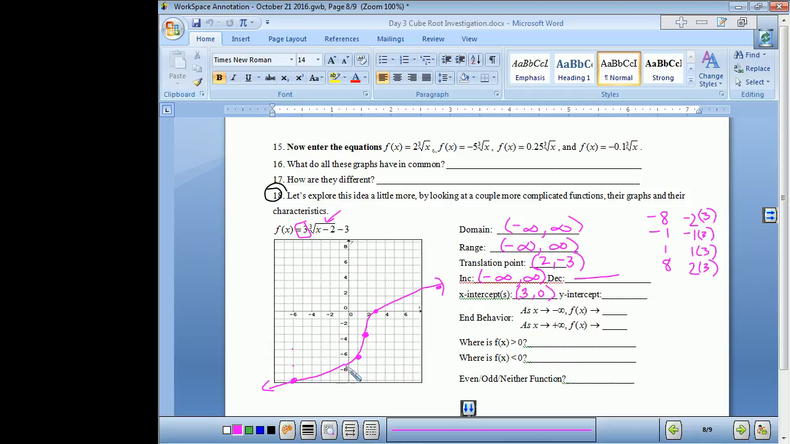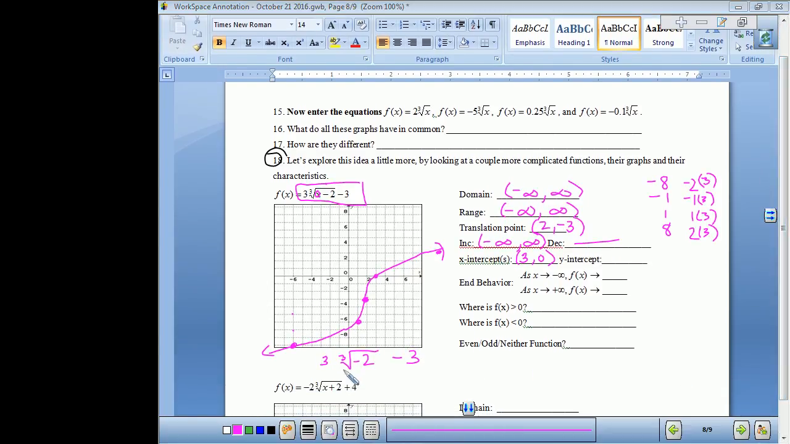Now, the y-intercept, it doesn't really look like it crosses perfectly. So I have to come back up here to the equation. And what do I plug in for x to find my y-intercept? 0. So if I plug in 0, I'm going to get 3 times the cubed root of 0 minus 2, which is -2, minus 3.